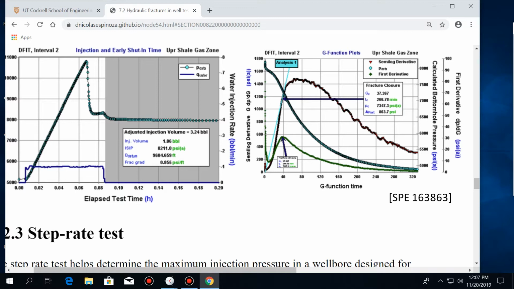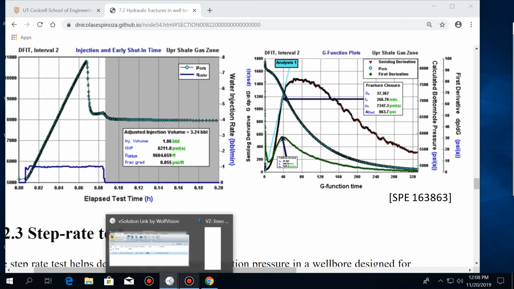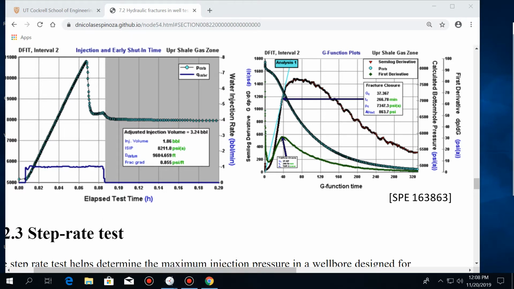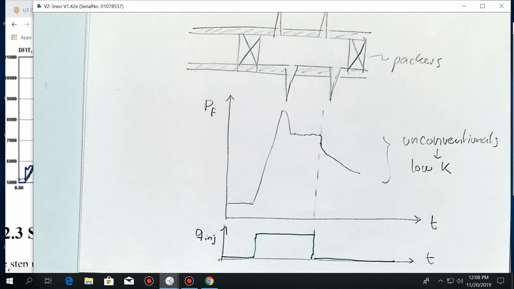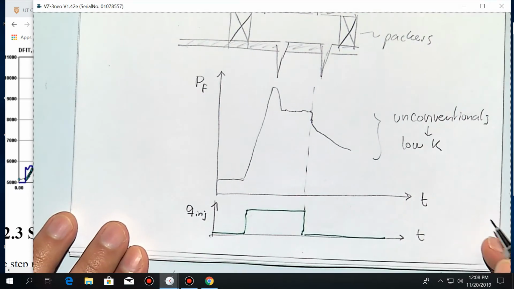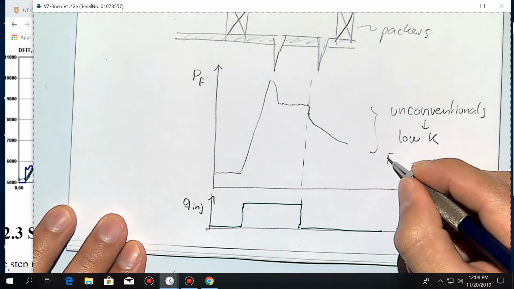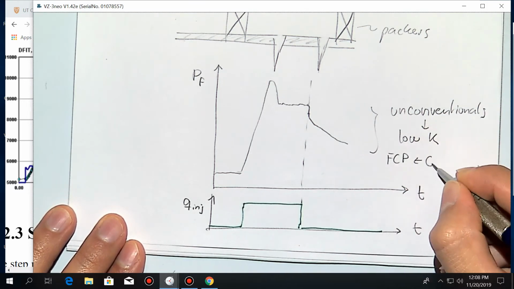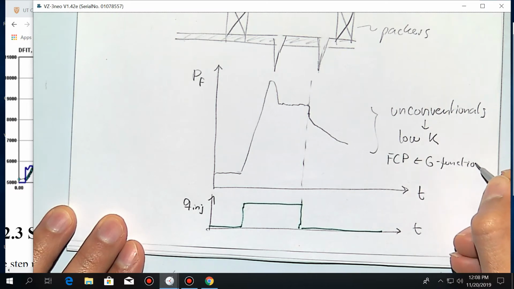And at some point after shut-in, you're going to have your fracture closure pressure. And depending on the method that you use, you're going to be able to pick up what that fracture closure pressure is going to be. For example, in this method, it depends on the derivative of the pressure decay signature. Let me come back to the document camera. So here, just remember that one option to get to know what the fracture closure pressure is going to be is the G function method.